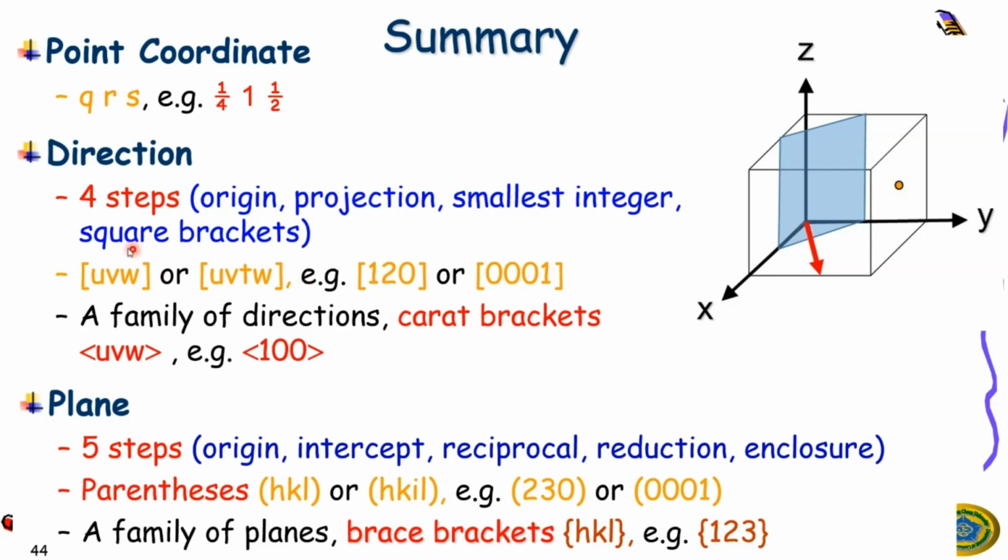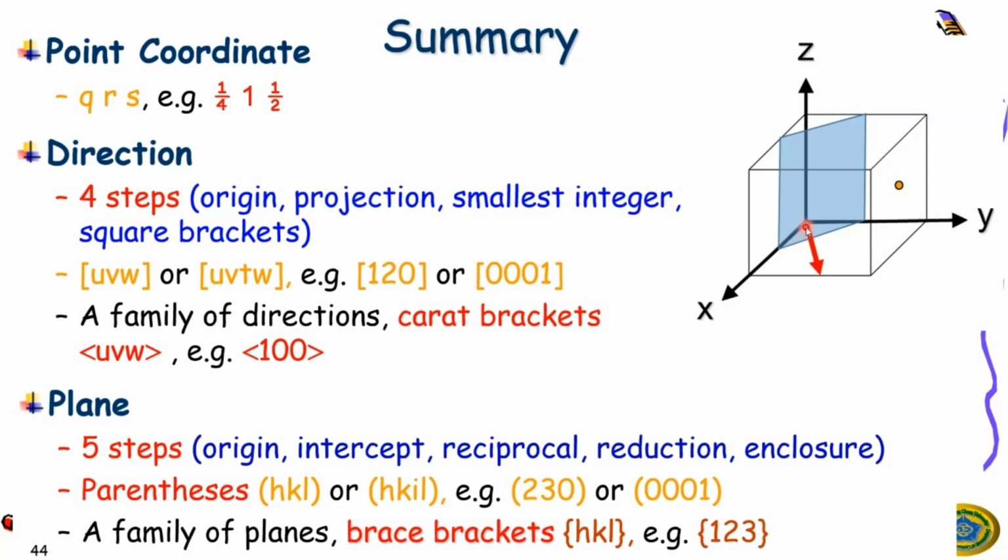Okay, and then we use square brackets to put these 3 numbers inside. For example, you can write 1, 2, 0. And why is this 0, 0, 0, 1, in this square bracket? Why is this? We have 4 coordinates, right? A1, A2, A3, and Z. Especially this is for the hexagonal structure, right?